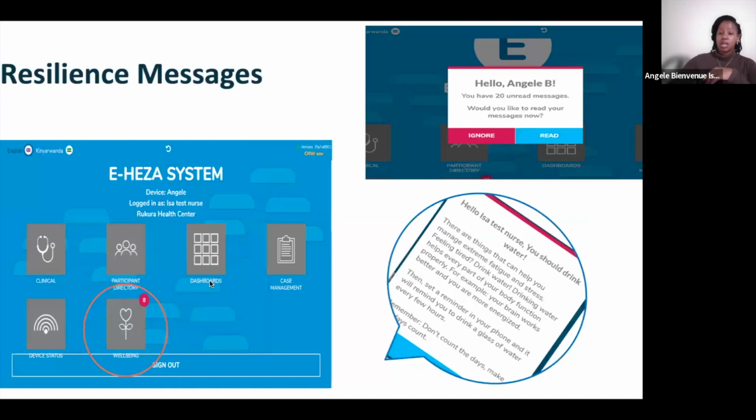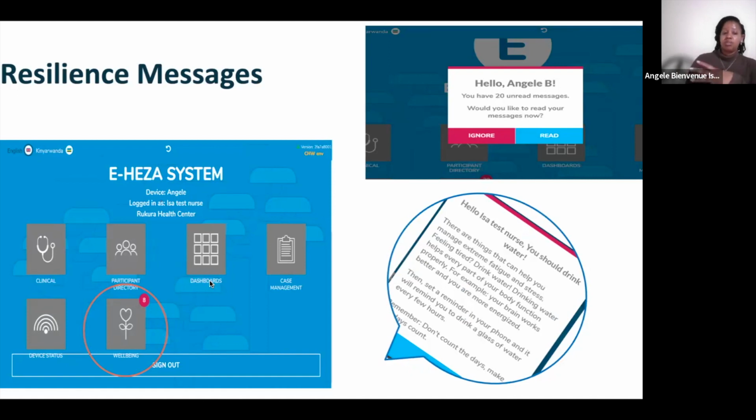The third, which is an intervention that we are starting to implement, is called resilience messages. These are messages that will be sent to healthcare workers 3 times a week via a tool that TIP is already using called eHESA.